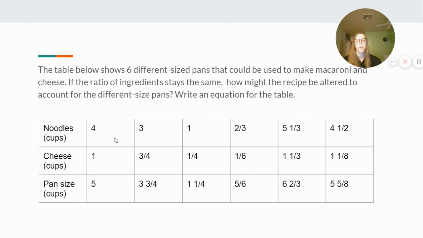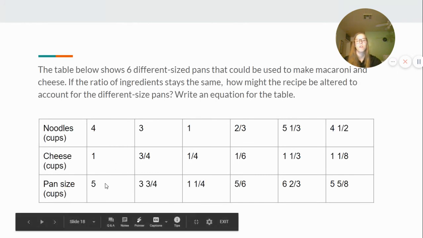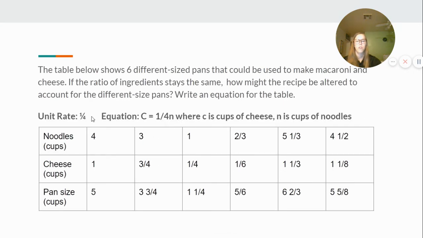So we have 4 cups of noodles to 1 cup of cheese for a total of 5 cup pan size, so on and so forth. The unit rate is 1/4, 1 cup of cheese to 4 cups of noodles. So an equation we could write, C equals 1/4 N, where C is the cups of cheese, N is the cups of noodles. Because we have 1 to 4.